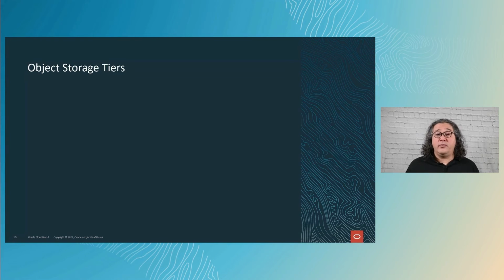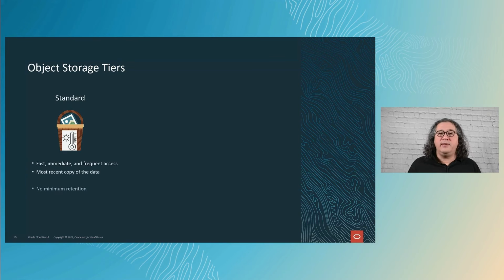Object storage offers 3 tiers. Standard tier or hot storage for fast, immediate, and frequent access. Object storage always serves the most recent copy of the data when retrieved. Data retrieval is instantaneous, and standard buckets can't be downgraded to archive storage.